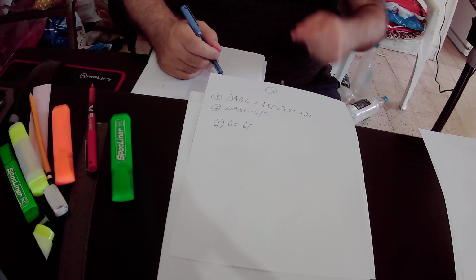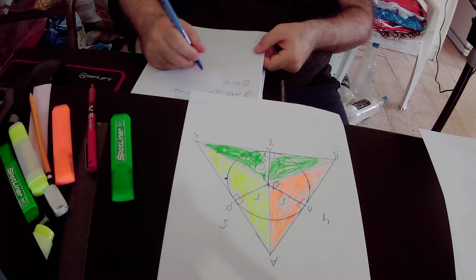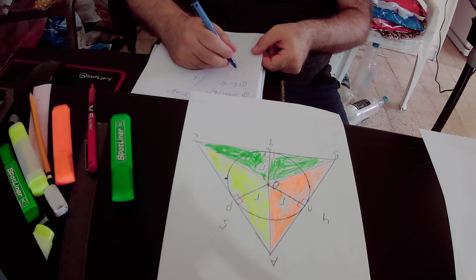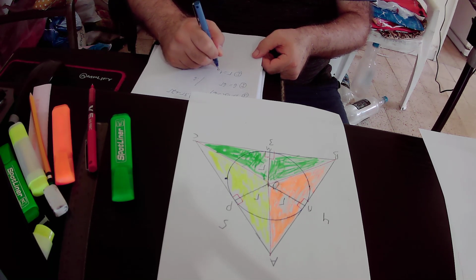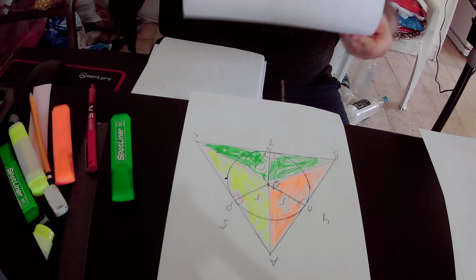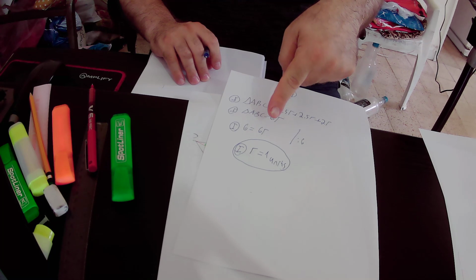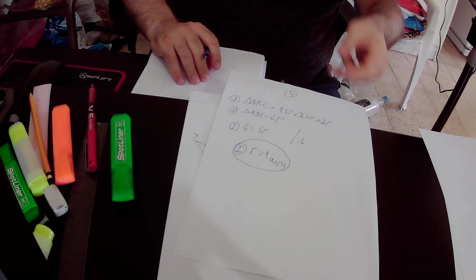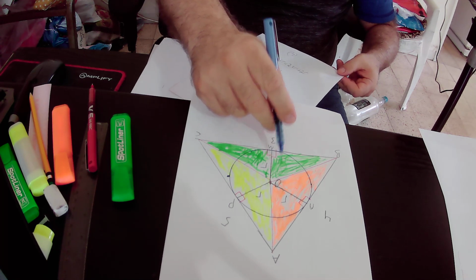Now we will divide equation number 1 by 6, and we will get that the radius of the circle equals 1 unit. Okay, we divided equation number 1 by 6, and we got that the radius of the circle equals 1 unit. Okay, this is the radius of the circle, it equals 1 unit.